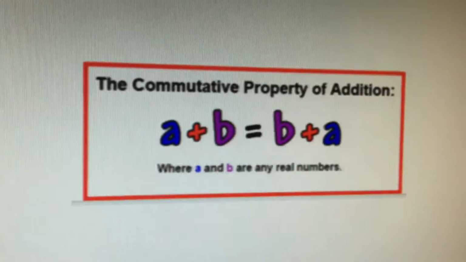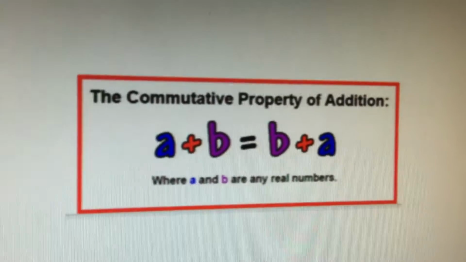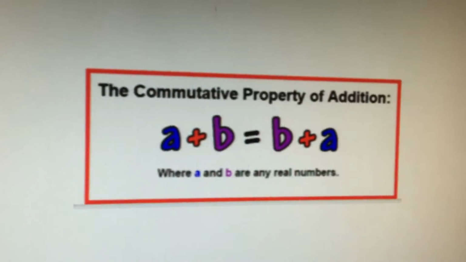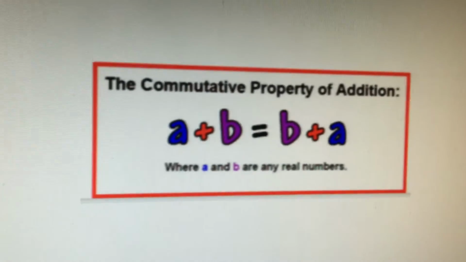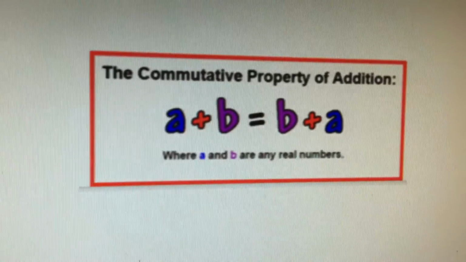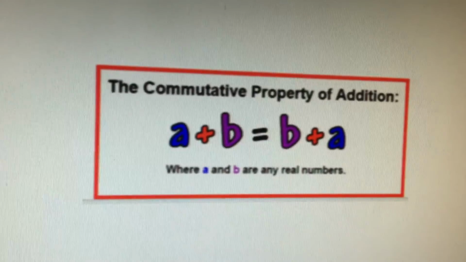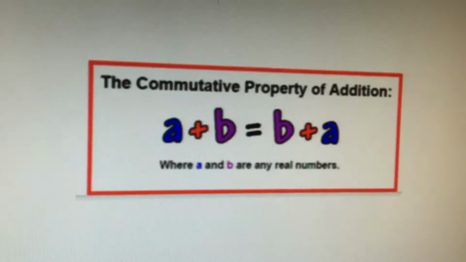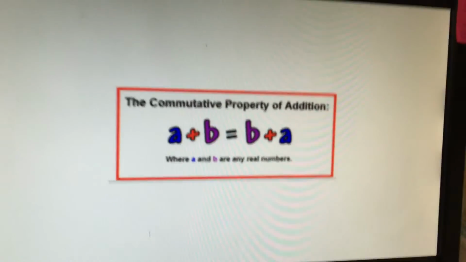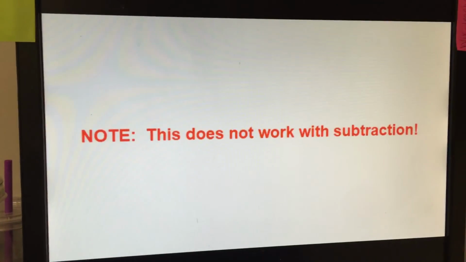And basically what it means is it doesn't matter what order your add-ins are in. So in this example, the add-ins are A and B. A plus B equals the same as B plus A. So you could say A plus B equals B plus A. A could mean any number and B could mean any number, but they're going to be the same in both equations. One last thing to keep in mind before we move on.